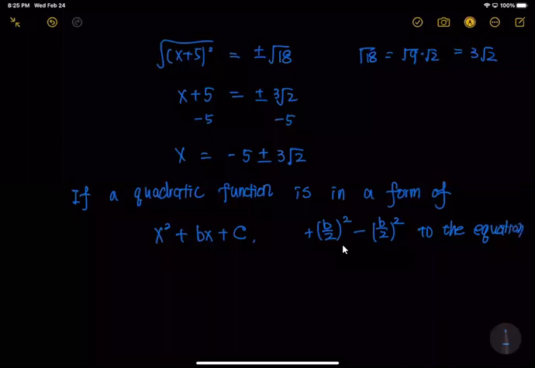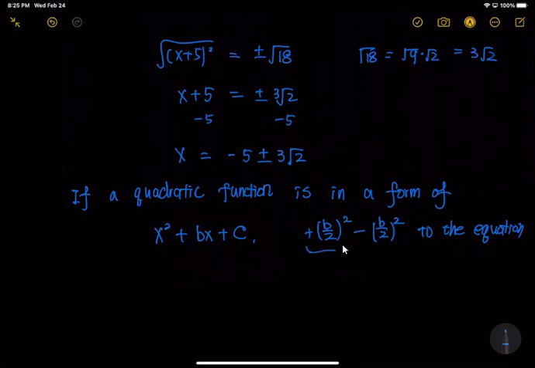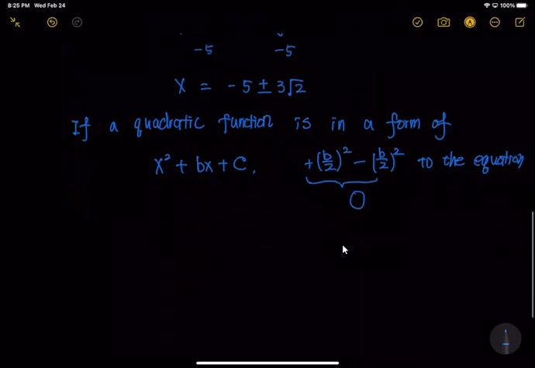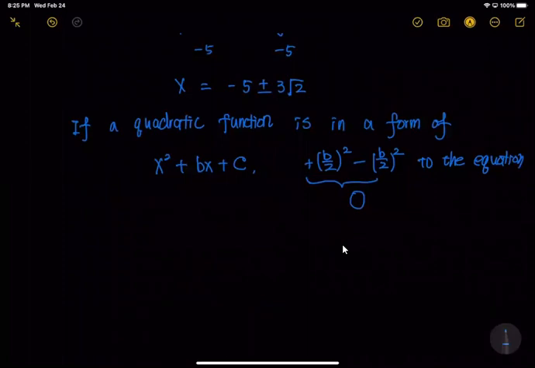So why do I need to add something and subtract something? Well, that is because if you add a number and subtract the same number, this equals 0. That means you're not going to change the value of the function. The second question is why I want to add and subtract b over 2 squared.